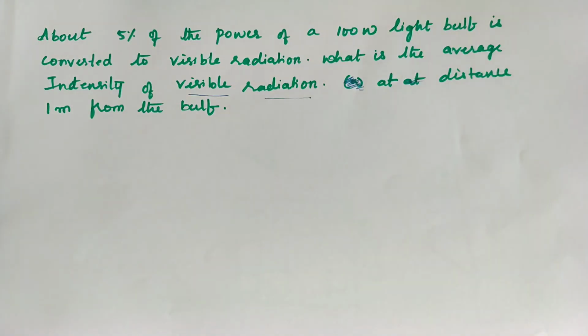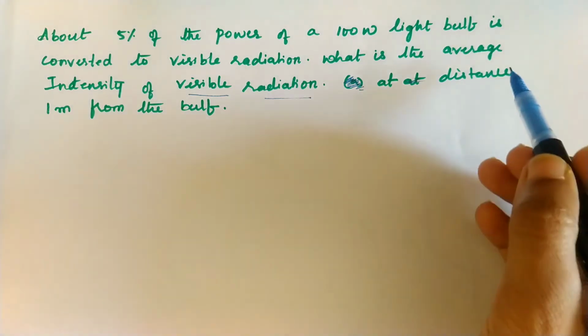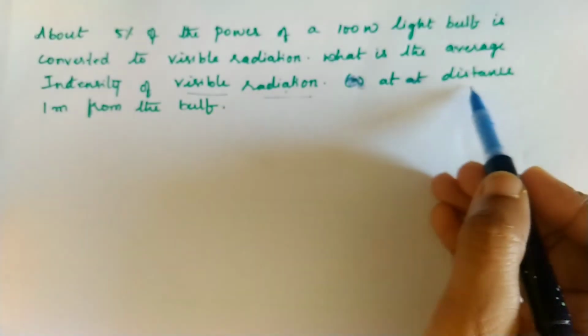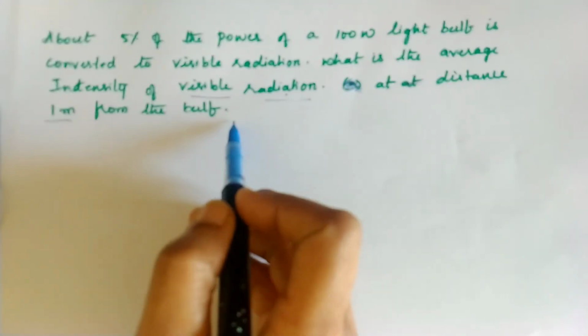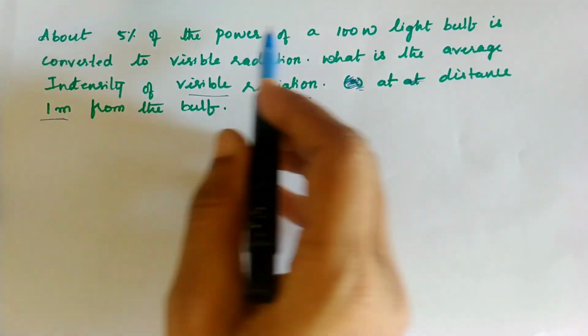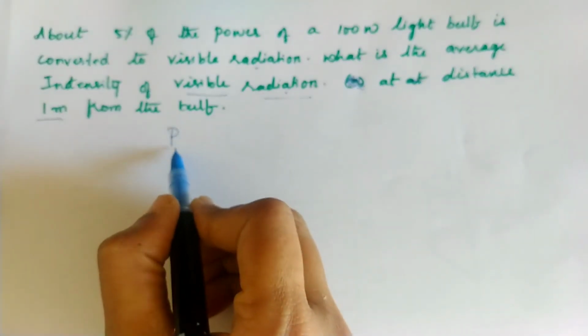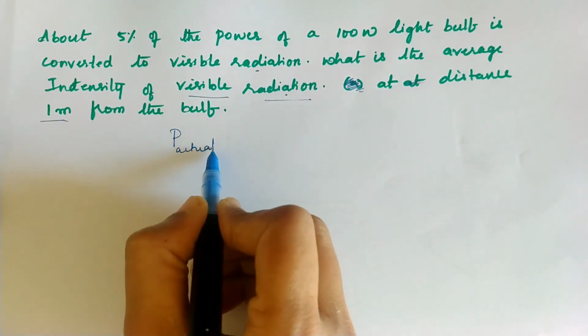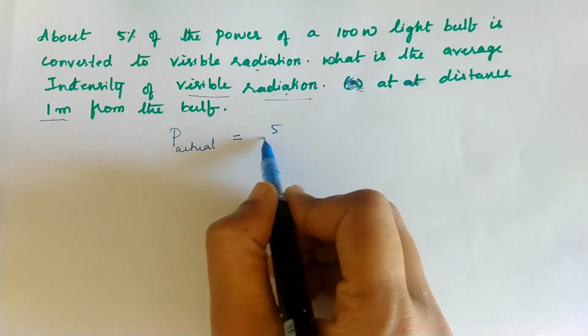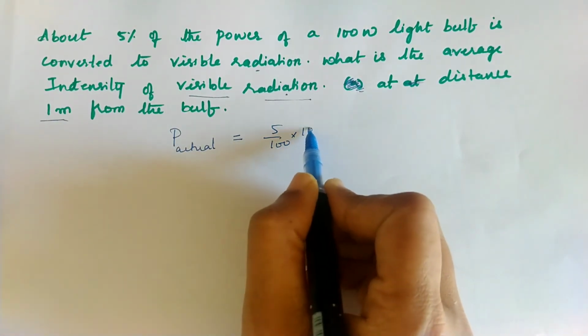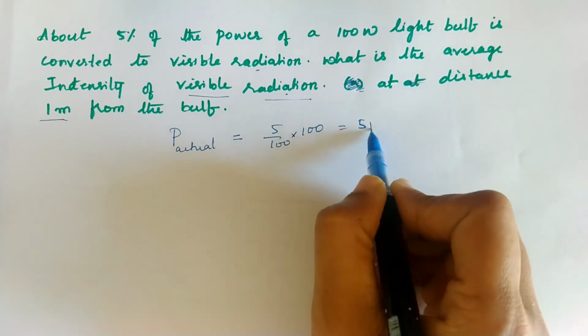It's given that about 5% of the power of a 100 watt light bulb is converted into visible radiation, and they're asking what is the average intensity of the radiation at a distance of 1 meter from the bulb. Since only 5% of the power is converted into visible radiation, the actual power converted into visible radiation is 5% of 100, which is nothing but 5 watt.